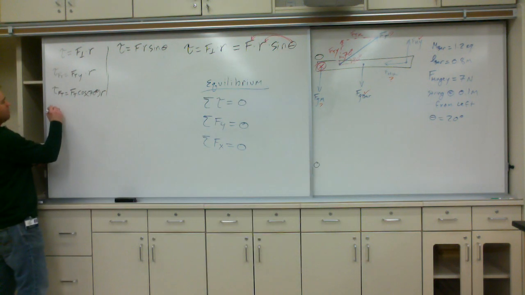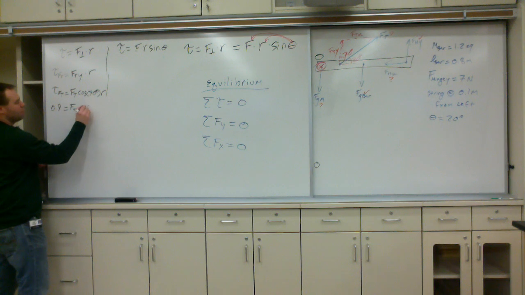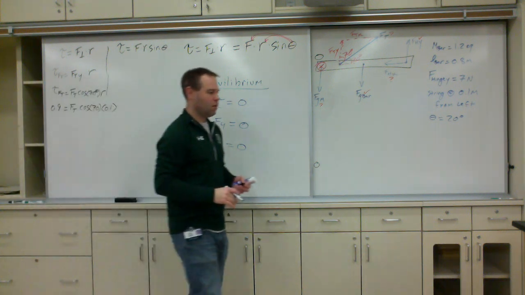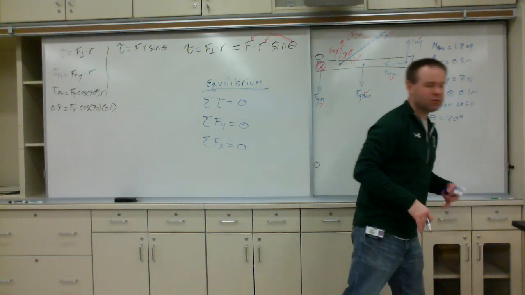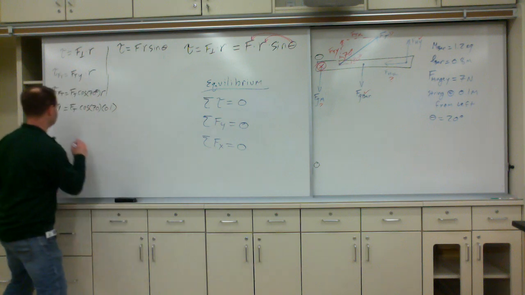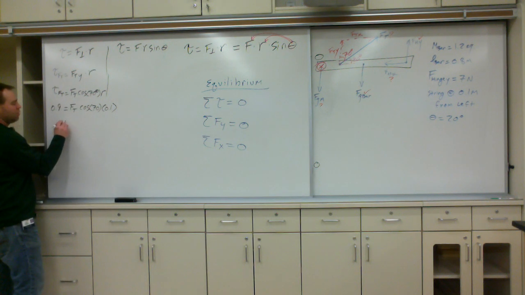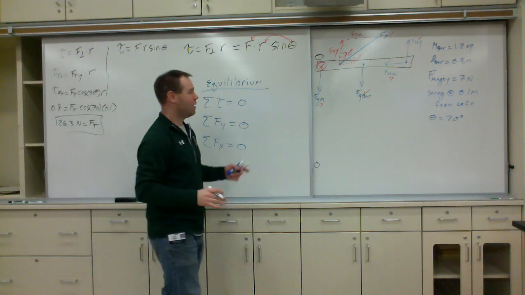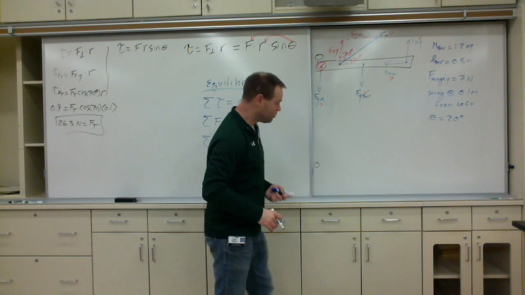If we plug all that in, we see that this is 0.9 Newton meters. Force tension is unknown, times cosine of 70 degrees, times the radius, which is 0.1. We plug all that in, and we solve for it. We find that it's like 26.3 newtons. So the force of tension is 26.3 newtons is what we get for the force of tension. And that's not the perpendicular part. That is the total force of tension.